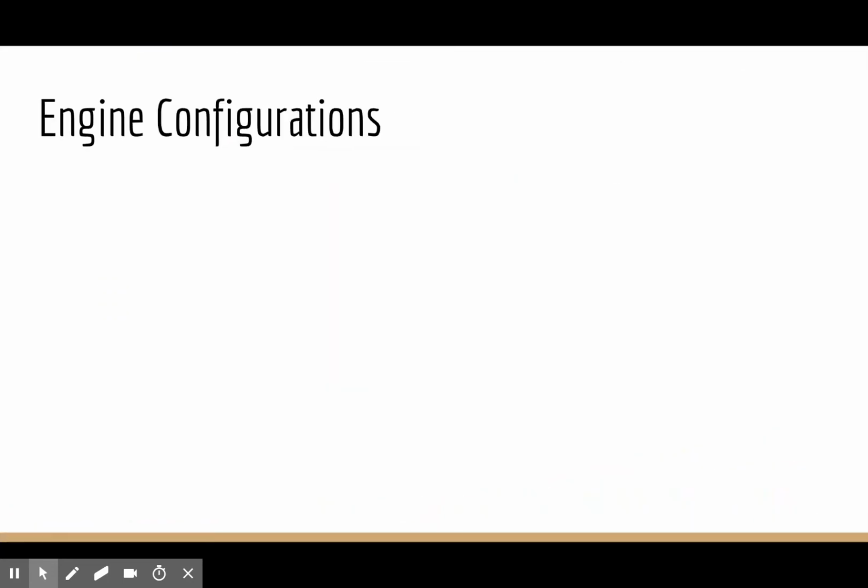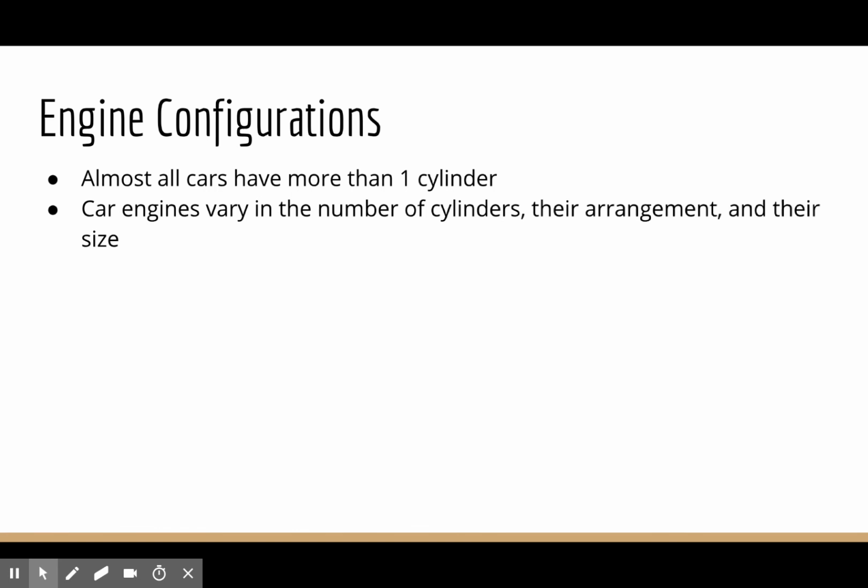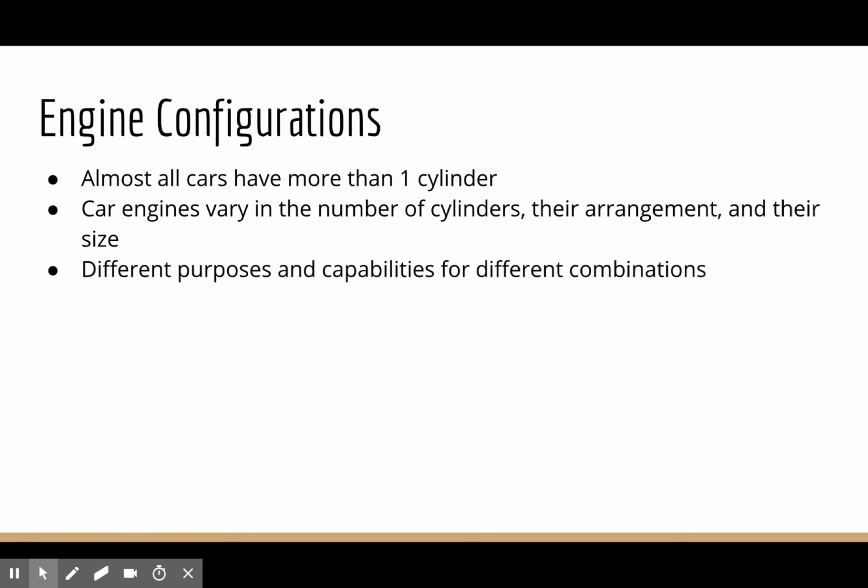Great. So there are many different kinds of engine configurations. Almost all cars have more than one cylinder. Car engines also vary in the number of cylinders, their arrangement, and their size. We have a little picture later on this slide showing you different kinds of engines and their configurations. And all different combinations have different purposes and capabilities.